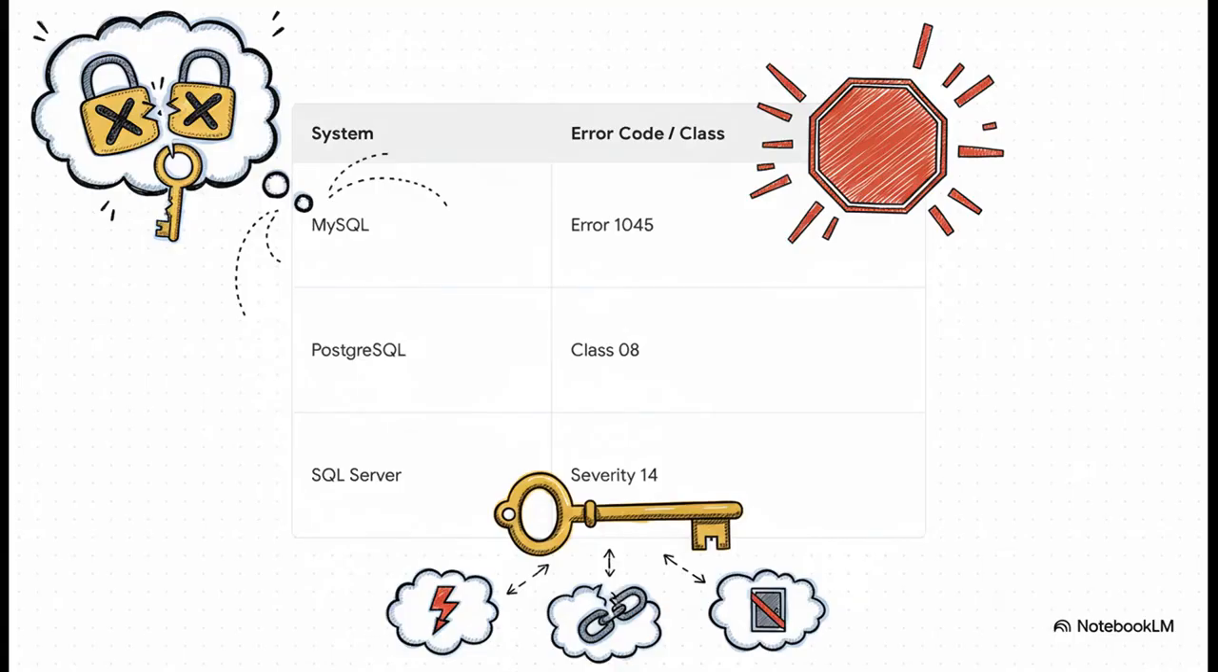And what's interesting is you can see how different systems talk about the exact same problem. MySQL gives you that infamous error 1045. PostgreSQL classifies it under class 08 for connection exceptions. And SQL Server flags it as a severity 14 security issue. They're all different dialects, but they mean the exact same thing. You don't have the right key.